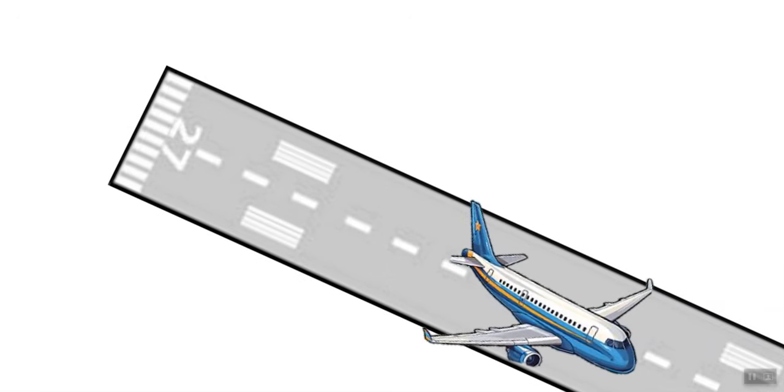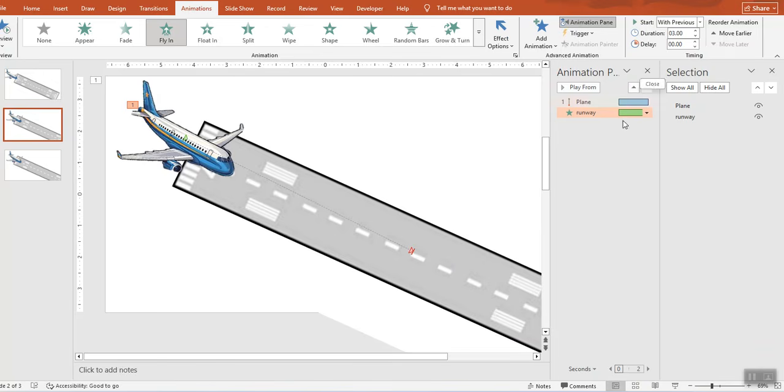So again, it just takes playing around, thinking about what you want to happen and taking the time going to your animation pane, looking at how you want it to happen, if you want it to happen first, second, especially if you have a lot of graphics that you're animating, and don't forget about your effect options.